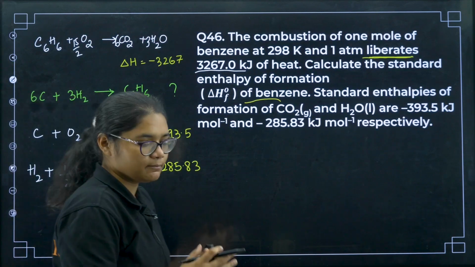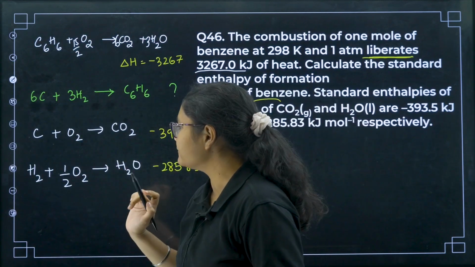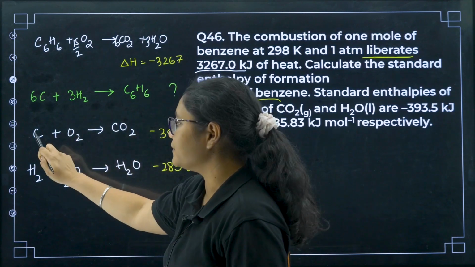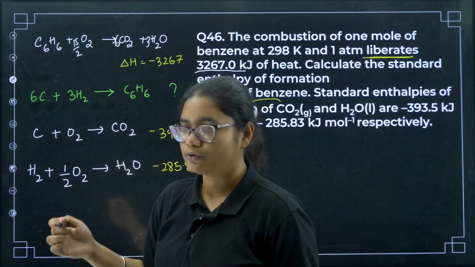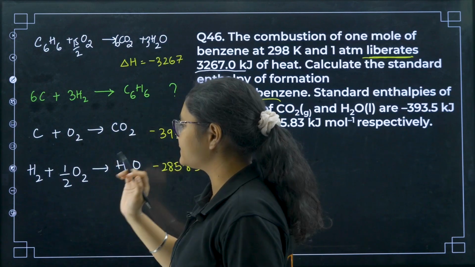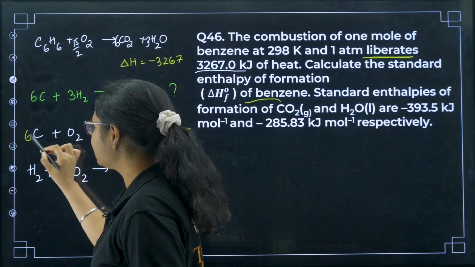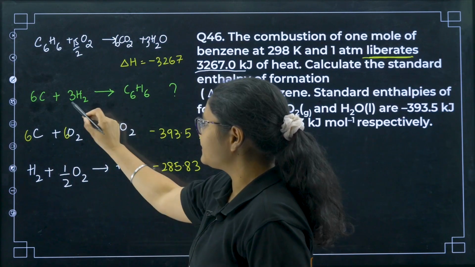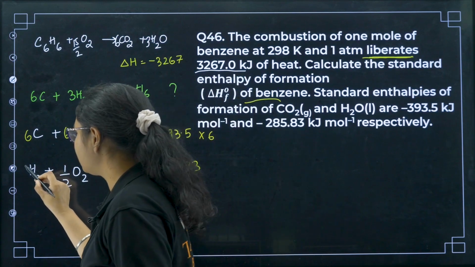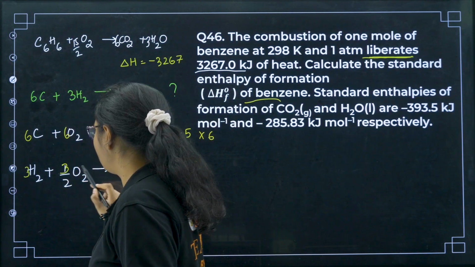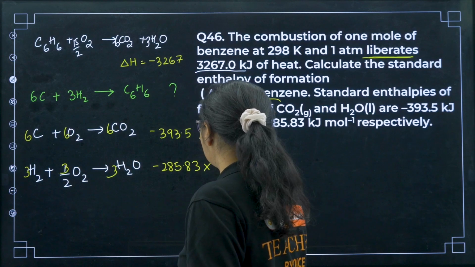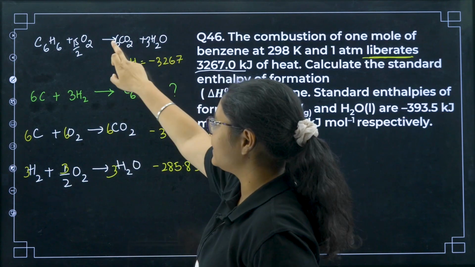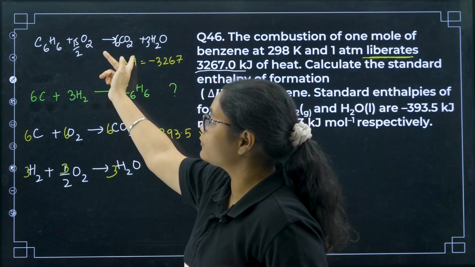This is a very important and easy question as well, but you should do it carefully. In the required equation I need 6 carbon, but in this equation I have only 1 carbon. So I have to multiply this equation by 6: 6C, 6O2, 6CO2, into 6. Next I need 3H2. There is only 1 H2, so I will make it 3H2, 3 by 2 O2, 3H2O, into 3. Now in the required reaction I need C6H6. In this reaction C6H6 is there, but it is on the opposite side.